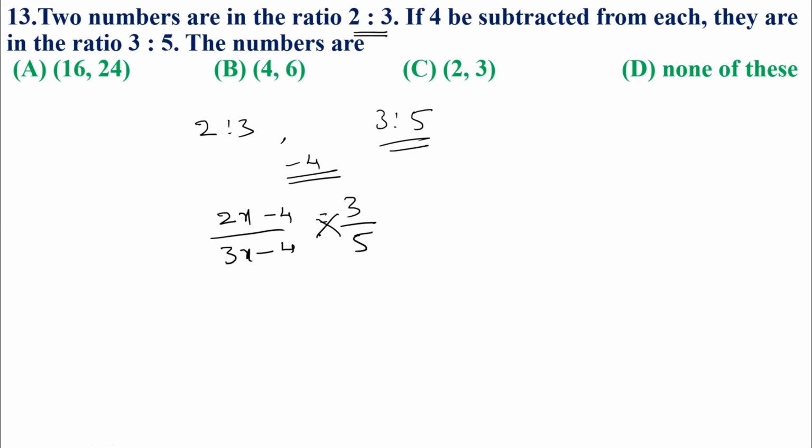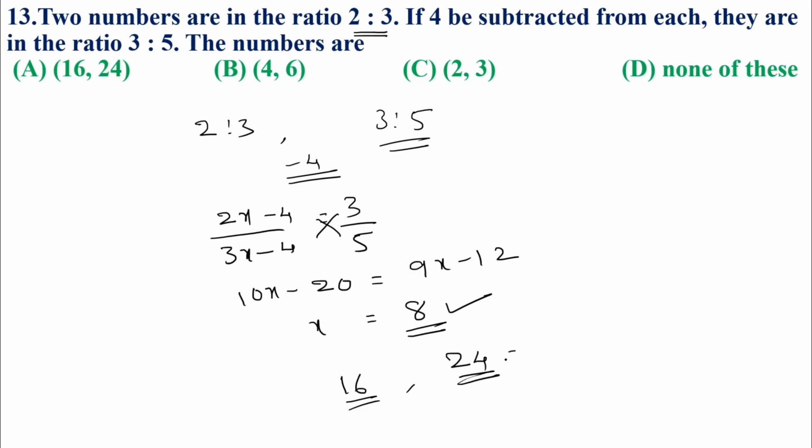Cross multiply. Then what is the value? 5 into 2, 10x minus 20. 5 into 4, 20. 3 into 3, 9x minus 12. So 10x minus 9x is equal to x. I am taking the right hand side 9x to the left hand side. So this will become x. Then 20 minus 12, which is 8. So the numbers are 2 into 8, 16, and this one will be 3x, and this will be 2x. So option A is the correct answer.